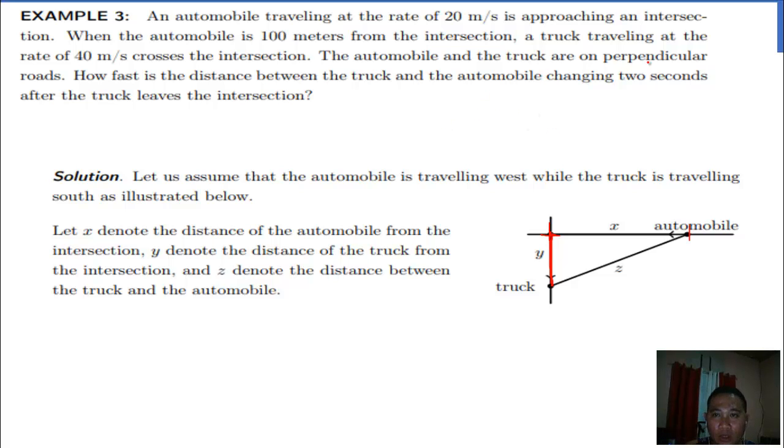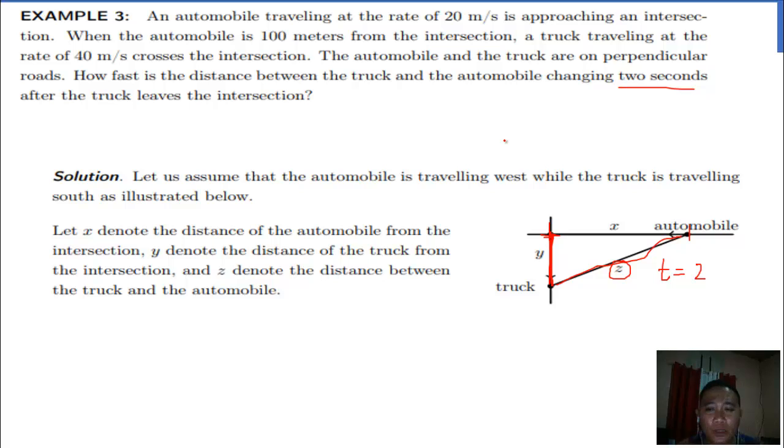The automobile and the truck are on perpendicular roads. How fast is the distance between the truck and the automobile changing 2 seconds after the truck leaves the intersection? So, this is the truck leaves the intersection. Ayan siya. Ito yung ating hinahanap, yung z, yung distance from these two, yung automobile after t equals 2 seconds. Okay. Now, 2 seconds ito yan.